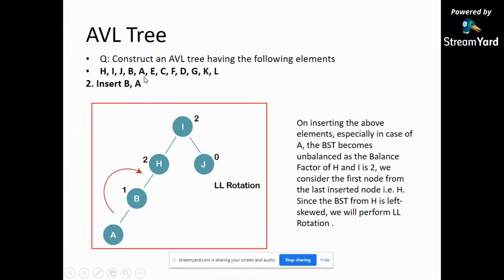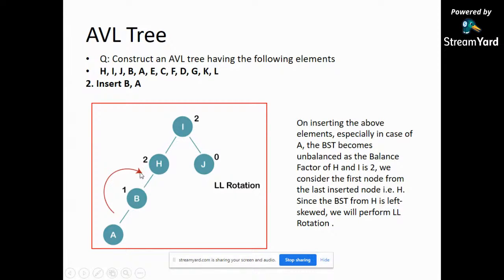Then we have to insert A. A is less than I, we'll go to left. A is less than H, we'll go to left. A is less than B, again we'll go to left. Now because of this insertion, balance factor of H changes. Now it becomes 2. So we have to manage this.